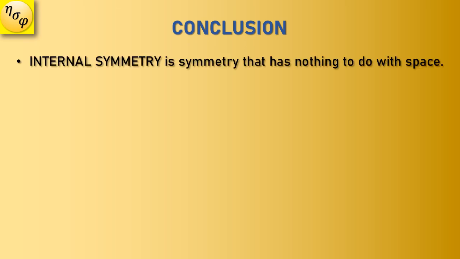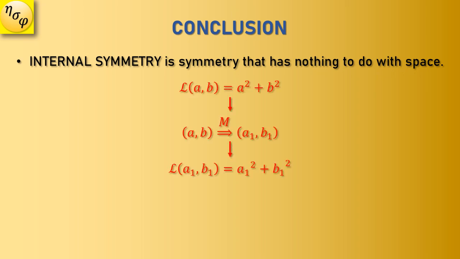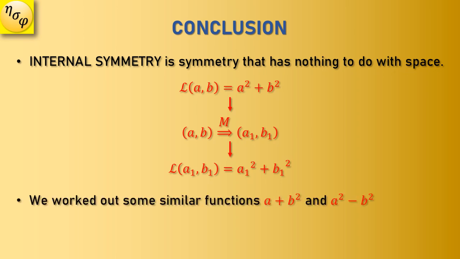In conclusion, we have learned about internal symmetry, which is the symmetry that has nothing to do with space. We gave an illustration starting with the function L with variables a and b. We transform a, b into a1, b1 with transformation matrix M. This gives the new function L with variables a1 and b1 having the same form as the original function L of a, b. Secondly, we work out some two similar functions.